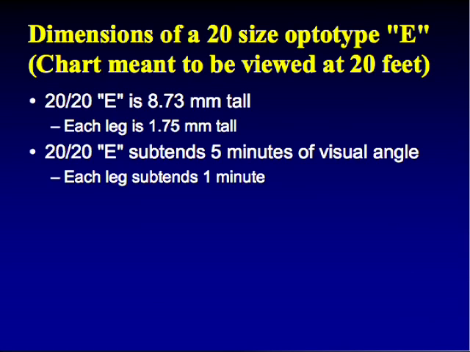What are the dimensions of the letter E that's used to measure vision? Well, a 20/20 is 8.73 millimeters tall. Each leg is 1.75 millimeters tall. But more importantly, a 20/20 subtends 5 minutes of visual angle, with each leg subtending 1 minute of visual angle. Because again, remember, we said the resolving power of a 20/20 is 1 minute of arc. So that's how you can see those different legs.